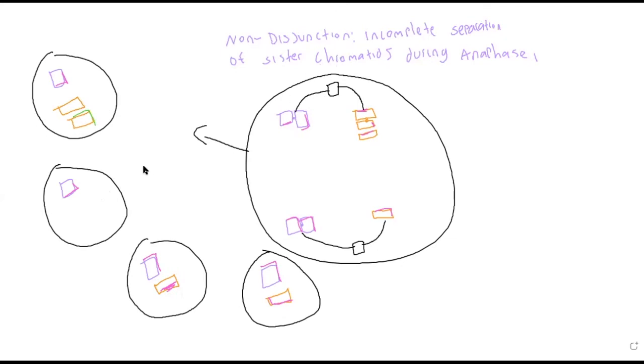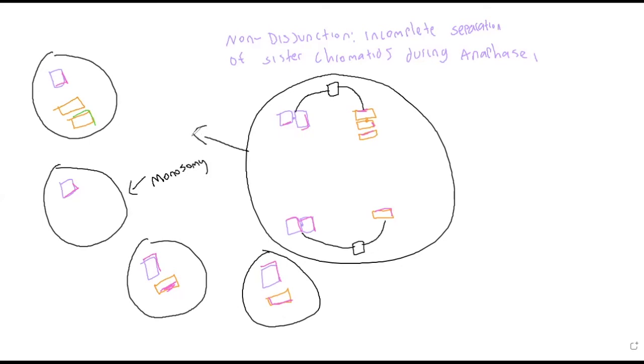Now, this newly made haploid cell is actually missing a chromosome. And let's say that these are sperm cells. Let's say that this sperm cell fertilizes the egg. It will result in something called a monosomy, meaning that the newly created organism, well, more accurately, zygote, is going to have only 1 copy of chromosome 2.